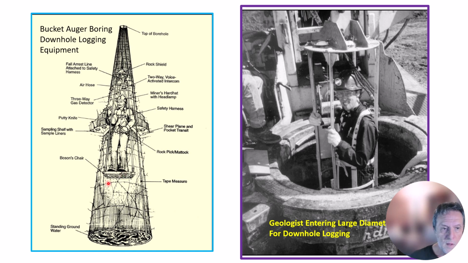Here's a depiction of the type of rigging that's used to lower a geologist into a bucket auger hole. Safety harness around the geologist, an air hose, a gas detector, voice-activated intercom, rock shield at the top so that any falling rock can bounce off harmlessly. If you're down 50 feet and a 3-inch pebble finds its way onto your hard hat, you're going to feel that, you're going to hear that, and it's not a pleasant feeling, believe me. So this is a geologist being lowered into that hole. Again, not for the faint of heart, but you can derive a lot of very valuable information by looking at structure and depth of the landslide plane and the disturbed material versus the undisturbed material.